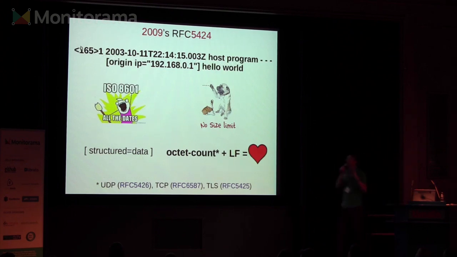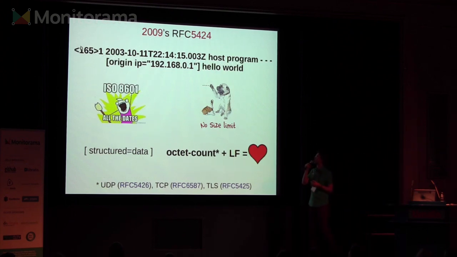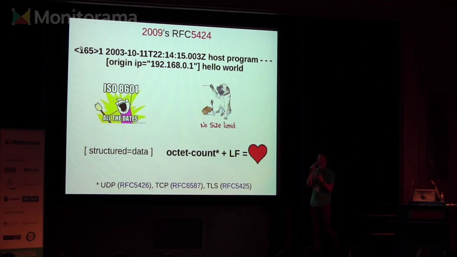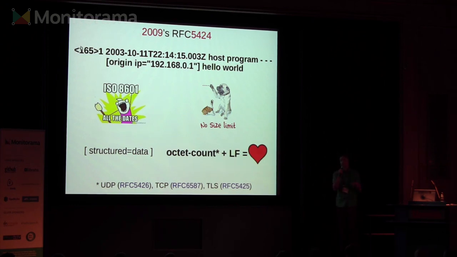Thankfully, there's a new format, as in 4 years ago, new format. It is a bit more complicated, but it solves all those problems. So you have an ISO timestamp, you have no theoretical size limit, you have a place for structured data, and there are separate RFCs for sending messages over UDP, over TCP, over TLS. And what's cool about each of those is that you can send multi-line messages.